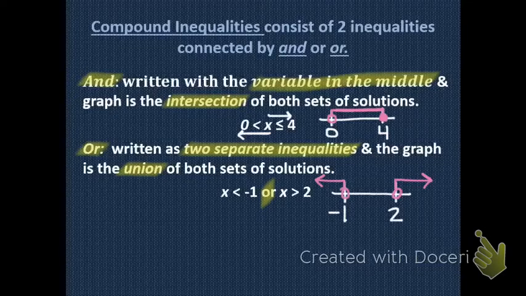Now, you say, how am I going to remember this one? All right, or is two separate inequalities. The graph is going in two different directions. All right, so my and problems, the variable's in the middle, the graph meets in the middle. If it's an or problem, it's two separate inequalities. The graph goes two separate or different directions.